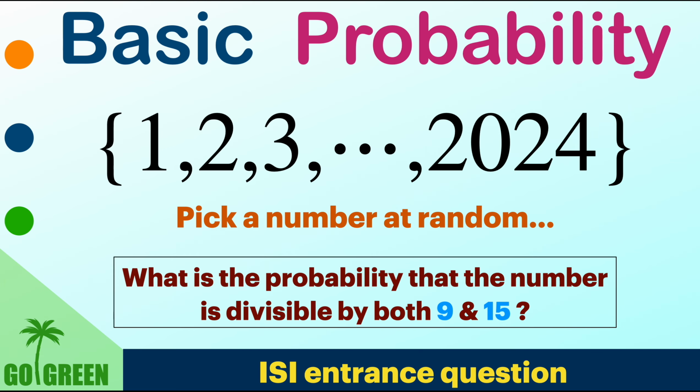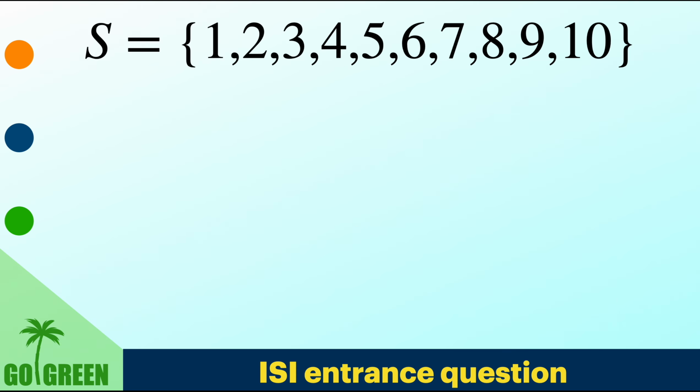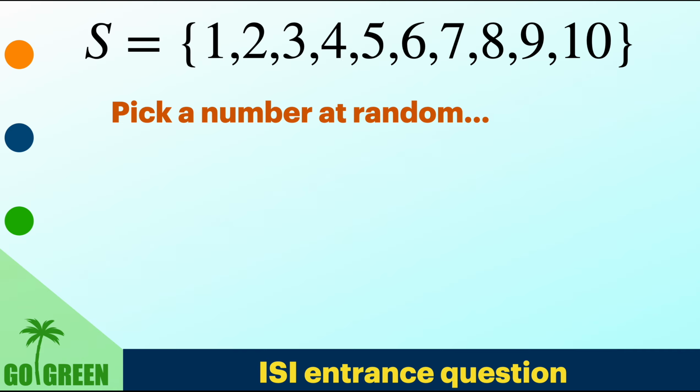Before we go into solving this problem, let us elaborate how this counting principle works in probability. Let us start with a very simple probability question. Suppose S is the sample space which has 10 numbers, 10 means 1, 2, 3, 4 up till 10, right? Fine. So then you pick a number at random from this list of first 10 natural numbers.